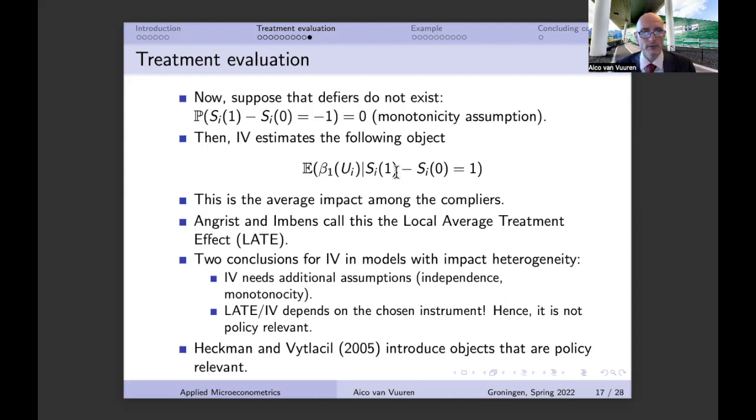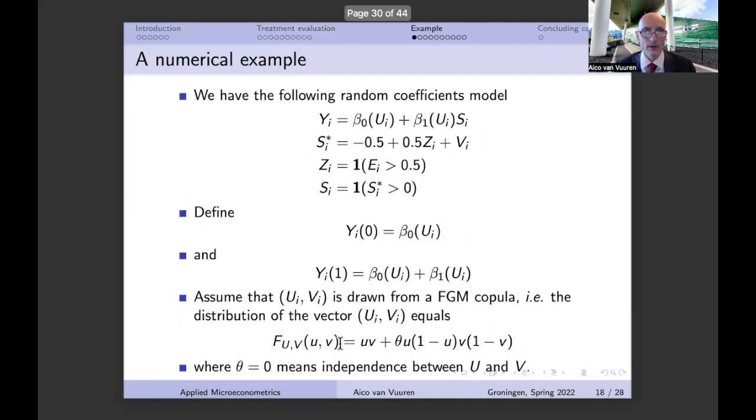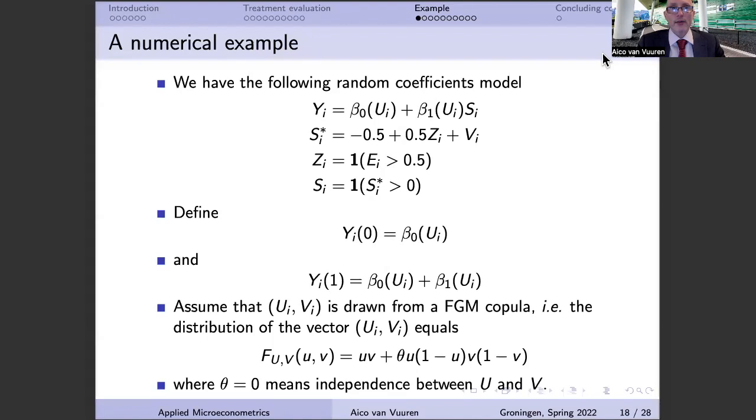That's the reason why Heckman and Vytlacil, in an Econometrica paper in 2005, introduce objects that are policy relevant, but I'm not going to discuss this article over here. I would like to go on with a numerical example.